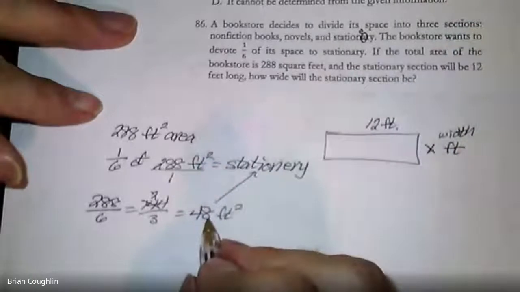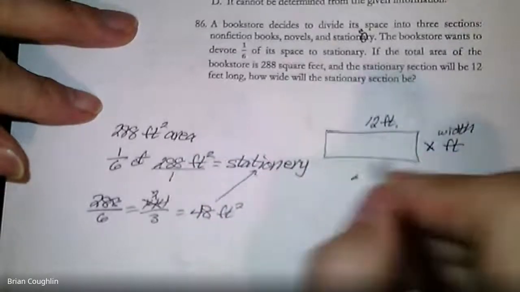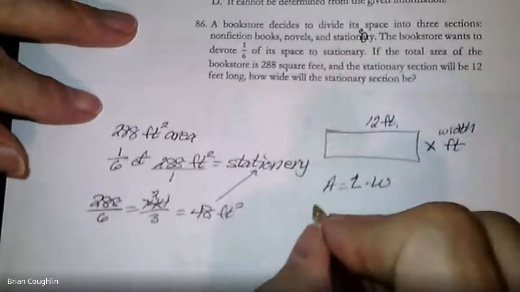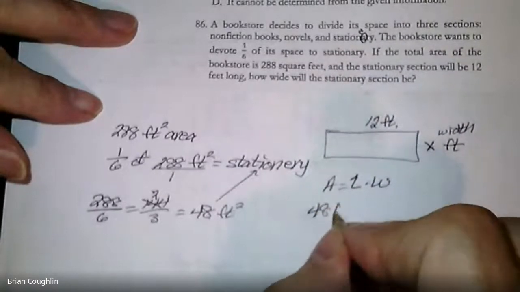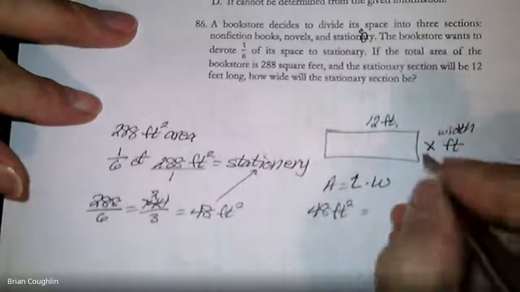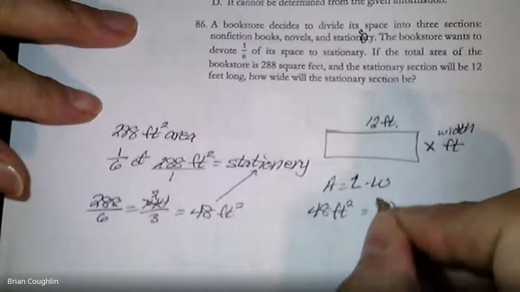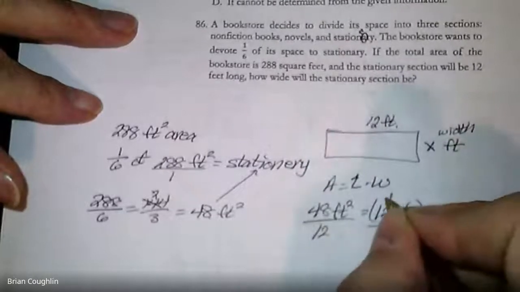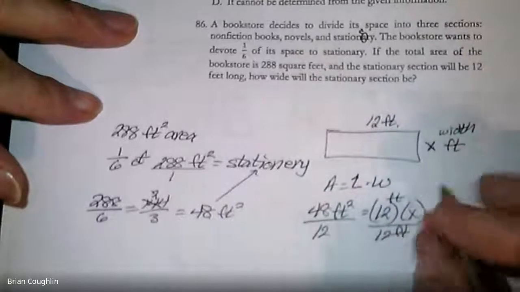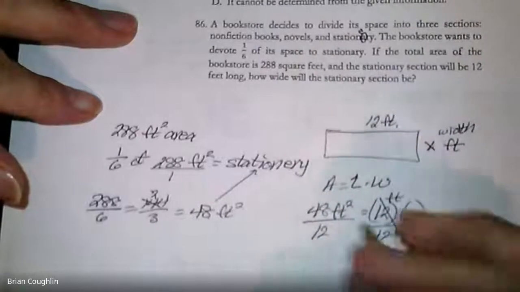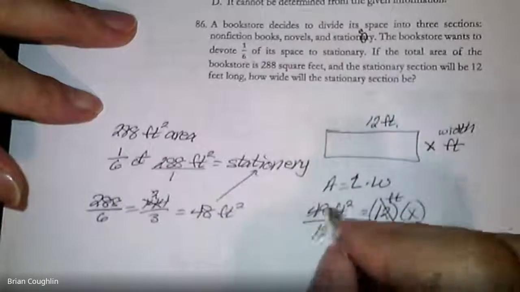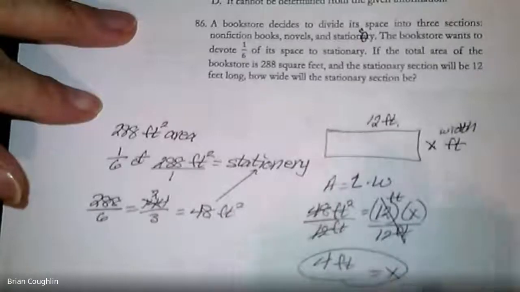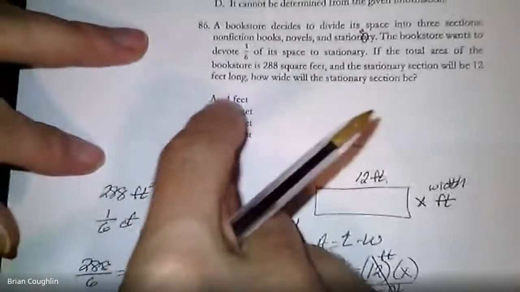But we already know that's 48 square feet. And the area is length times width. So the area, which is 48 square feet, is equal to the length, which is 12, times x. So now all you have to do is divide both sides by 12. Oh, this is 12 feet, sorry. And these will cancel, and x equals 48 over 12, which is 4, and then feet squared divided by feet is feet. And there you go. So 4 feet, choice A.